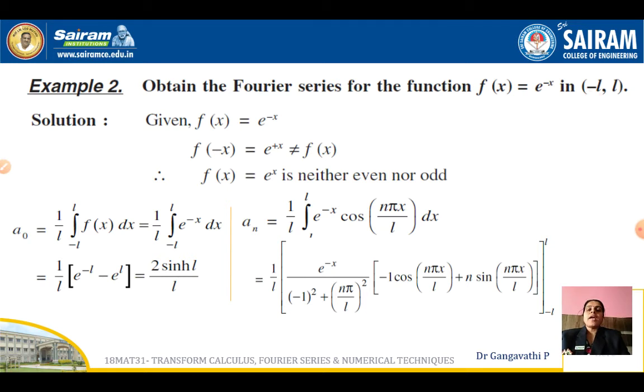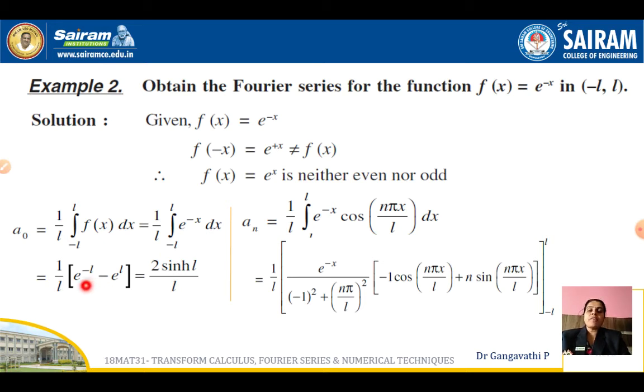So as usual, consider f of x and check for even function or odd function. We conclude that this is neither even nor odd. So we need to evaluate a0, an and bn. In the interval minus L to L, the formula is slightly different, so you have to consider this. A naught is 1 by L integral minus L to L f of x dx. f of x is e power minus x. Integration of that is e power minus x by minus 1. Substitute the limit, upper limit minus the lower limit. This is what we get.